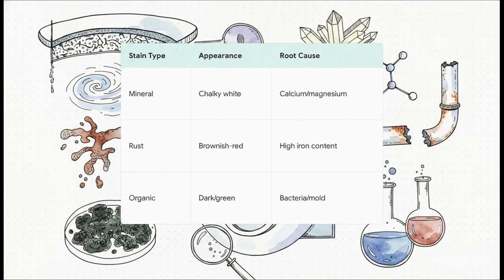For example, if you see chalky white or yellow rings, that's calcium and magnesium from hard water. What about brownish red marks hanging around the waterline? Well, that's high iron content in the water causing rust. And those dark or greenish rings, that's strictly organic: bacteria, mold, and uric acid. Remember, you absolutely must diagnose before you deploy.